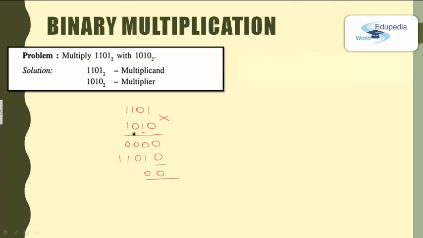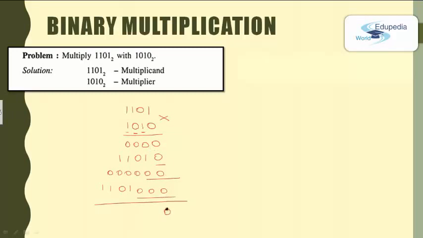And the third row, this time we have to put 2 zeros, and then start with this bit. As it is 0, everything is 0. And for the next row, we have to put 3 zeros, and then start multiplying by this bit. So here 1 multiplied by 1 is 1, 1 multiplied by 0 is 0, 1 multiplied by 1 is 1, and here again 1.